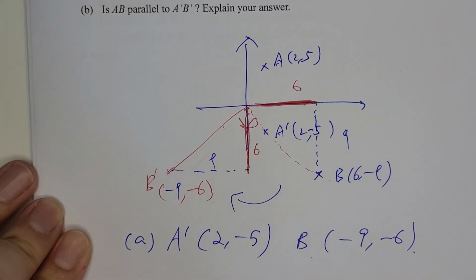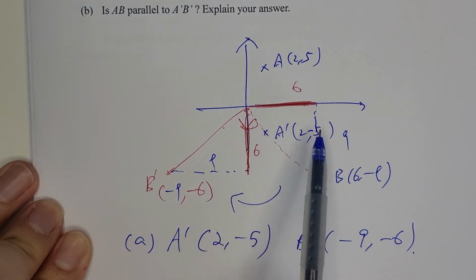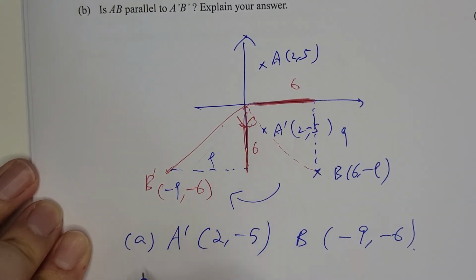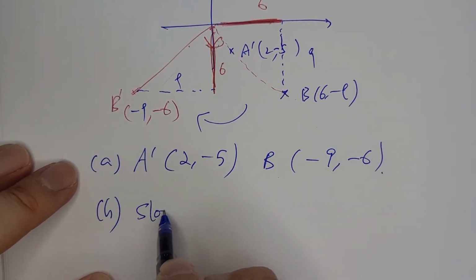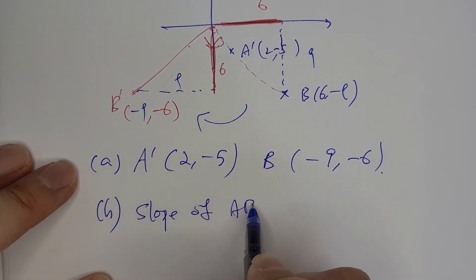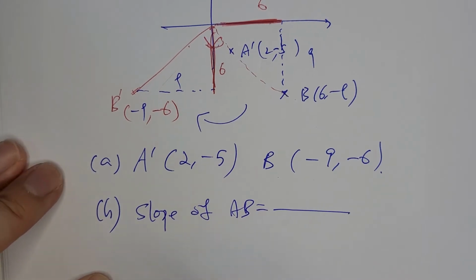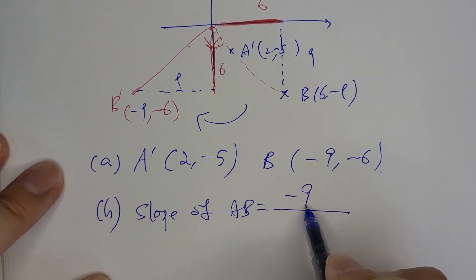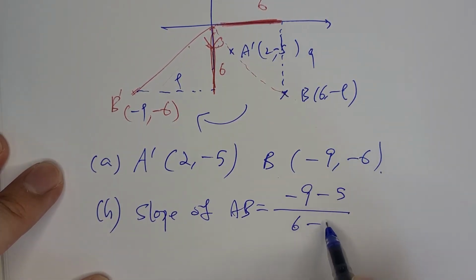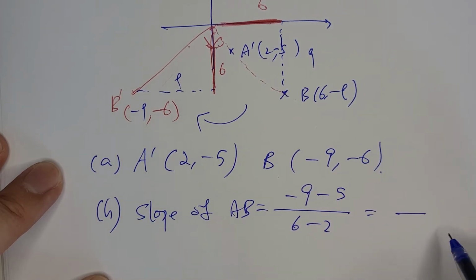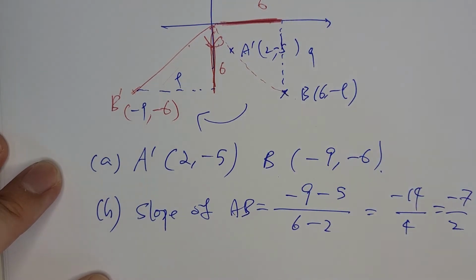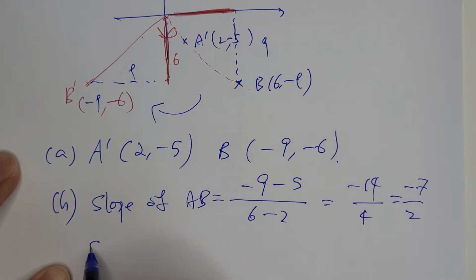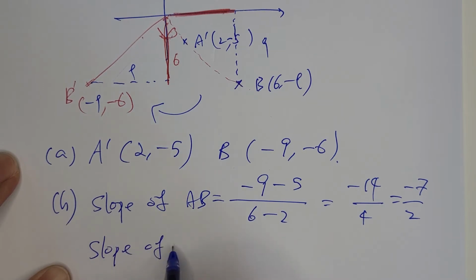So part B is AB parallel to A prime B prime. Okay, let's check the slope of AB. Slope of AB, that is negative 9 minus 5 over 6 minus 2. So that is negative 14 over 4. Then you will get negative 7 over 2. And you check the slope of A prime B prime.